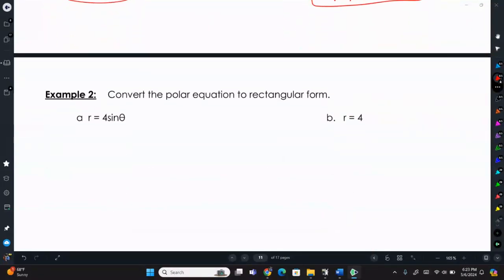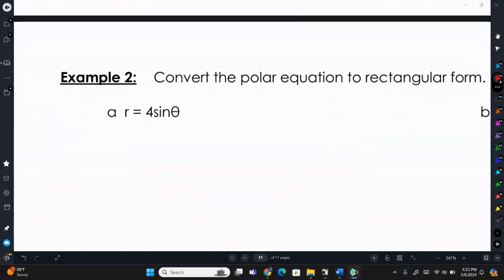So letter A, r equals 4 sine theta. Well, we need to have r sine theta so that we can replace it with y, or r squared so we can replace that with x squared plus y squared. So what we're going to do is multiply both sides by r. What that will do is give you r squared equals 4r sine theta.